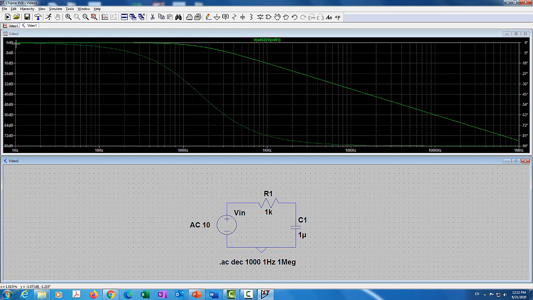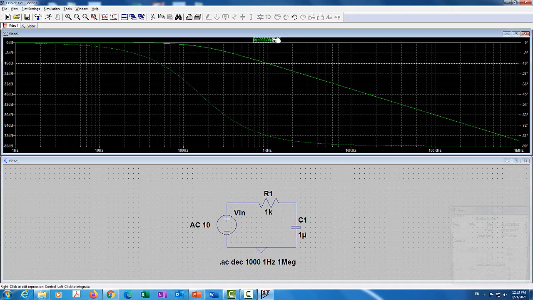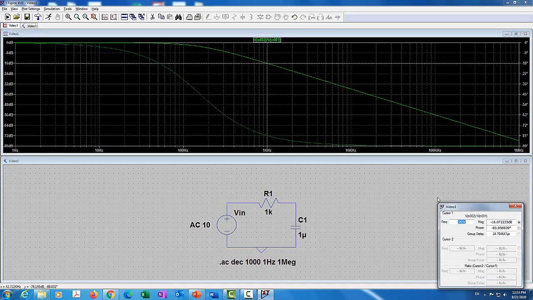Because this is a low pass filter, it has a gain of 0 dB, or a gain of 1, at low frequency, and then it's gonna drop to negative 3 dB at some frequency. This frequency is called the corner frequency. So to find the corner frequency, I'm gonna use the cursor. I'm gonna come over here and click on it with my mouse.